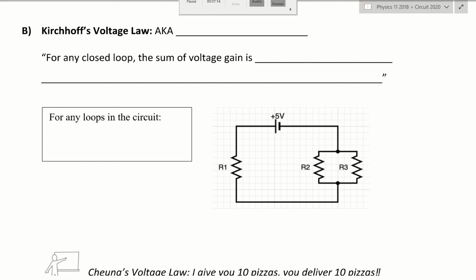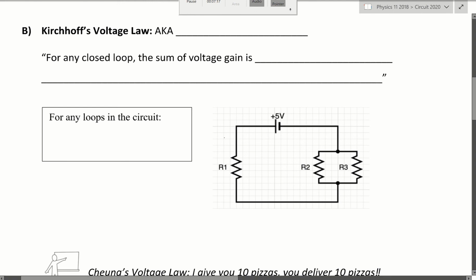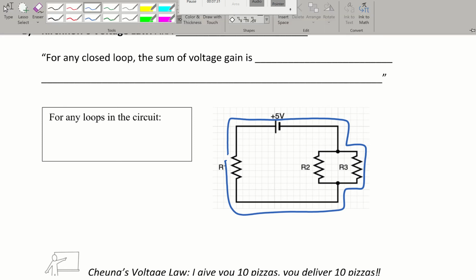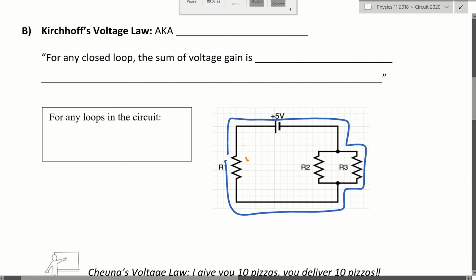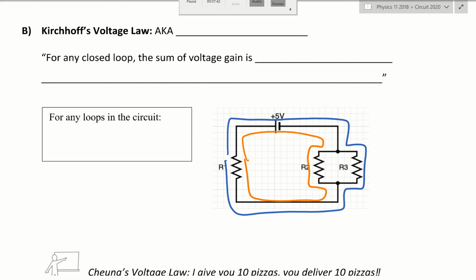For any closed loop, a loop is a way that you can draw a line without lifting your pen on a circuit. For example, this blue line that I'm drawing right now is one loop. But that's not the only loop I can draw here. I can also draw a loop this way. That's also a loop. A loop in our Pizza Hut model is a delivery route. So in this picture, we can draw two loops. What happens in any of the loops?